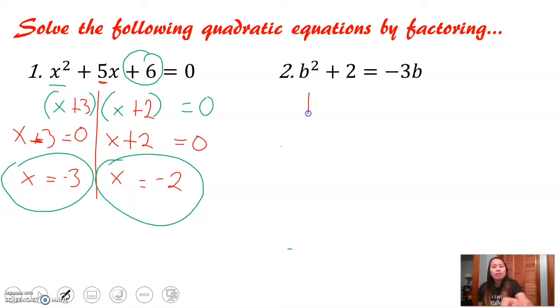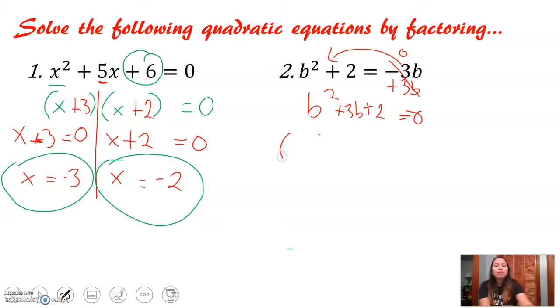Okay, so I'm going to have b squared. Since I have to move it to the other side, I can just add here to cancel it out. It becomes 0 and plus 3b here, plus 2 equals 0. This is my new equation here.